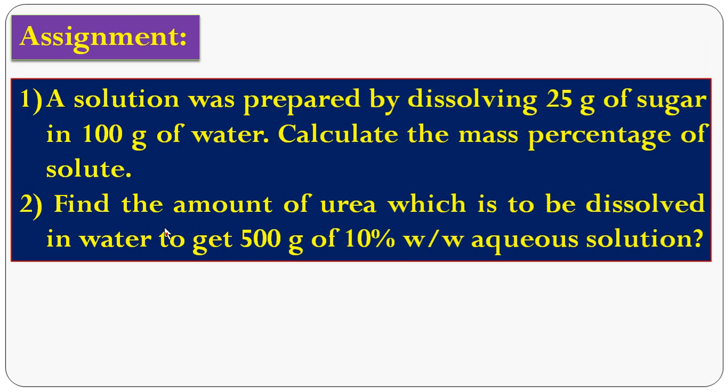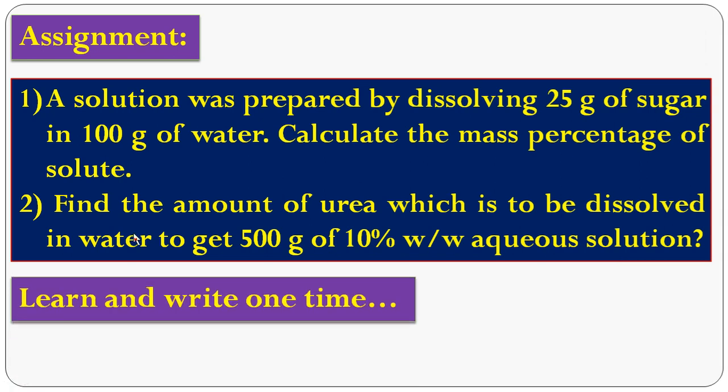Yes, now come to the assignment. First one: a solution was prepared by dissolving 25 gram of sugar in 100 gram of water. Calculate the mass percentage of solute. The second one: find the amount of urea which is to be dissolved in water to get 500 gram of 10 percentage W by W aqueous solution. So these problems you have to work out in a fair note. Okay, you have to learn these problems and work out all the problems in one time. Okay students, thank you.